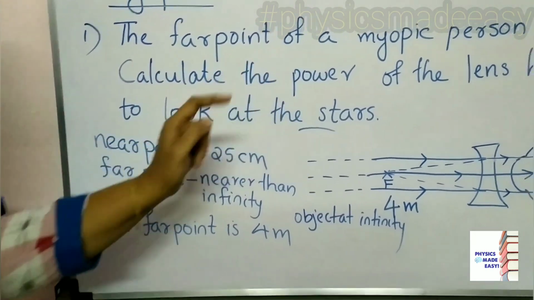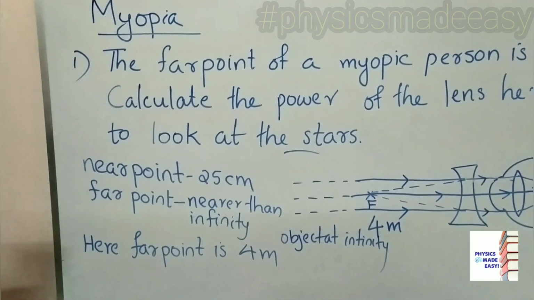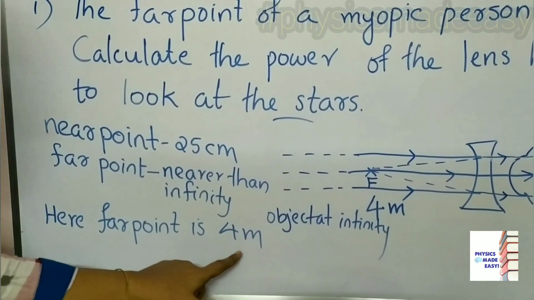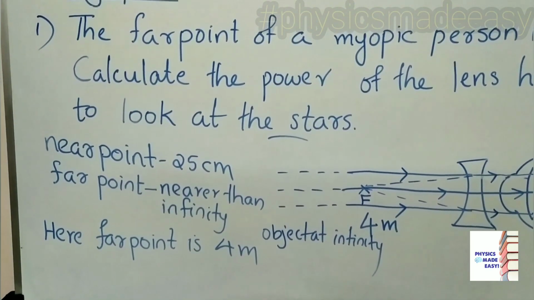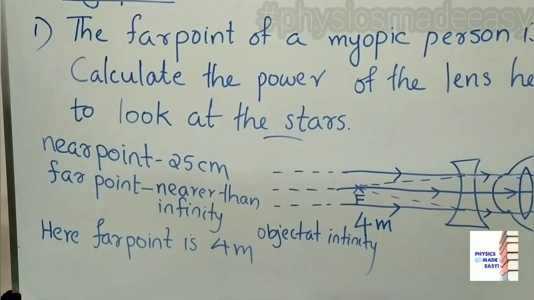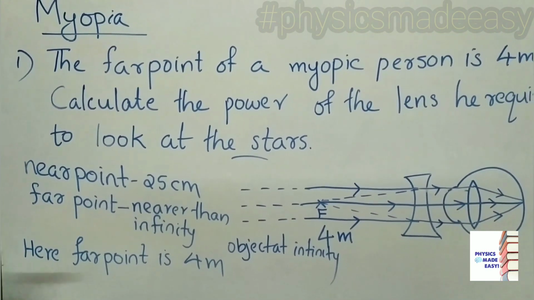In this question it is given that the far point of a myopic person is 4 meters. So in this case the far point is 4 meter. That means if an object is at that point, he can see. Then we know how to correct this myopia. For that we have to use a concave lens.